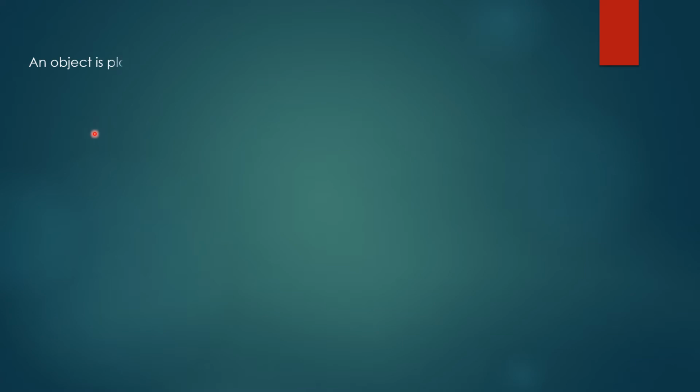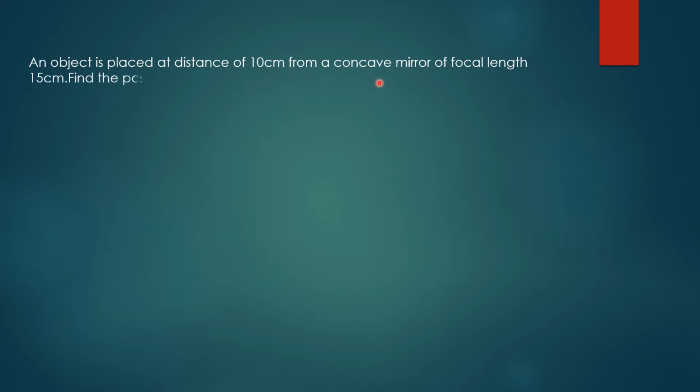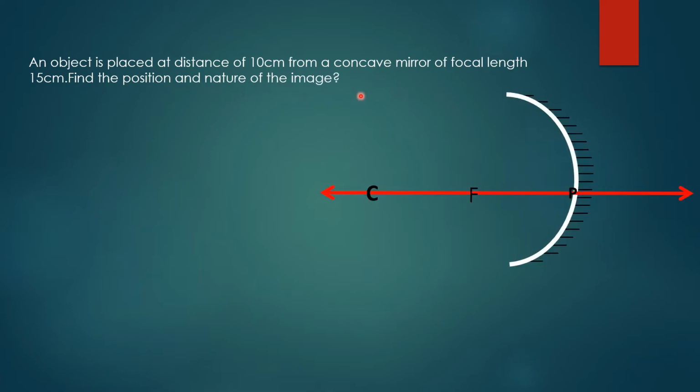Let us try to solve this problem. It is repeated in various annual examinations, in public examinations in various boards. An object is placed at a distance of 10 centimeters from a concave mirror of focal length 15 centimeters. Try to understand the question carefully. You are asked to find the position and nature of the image.